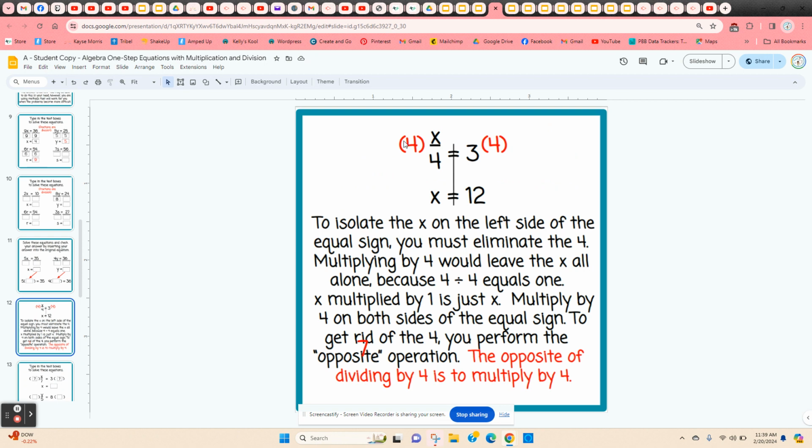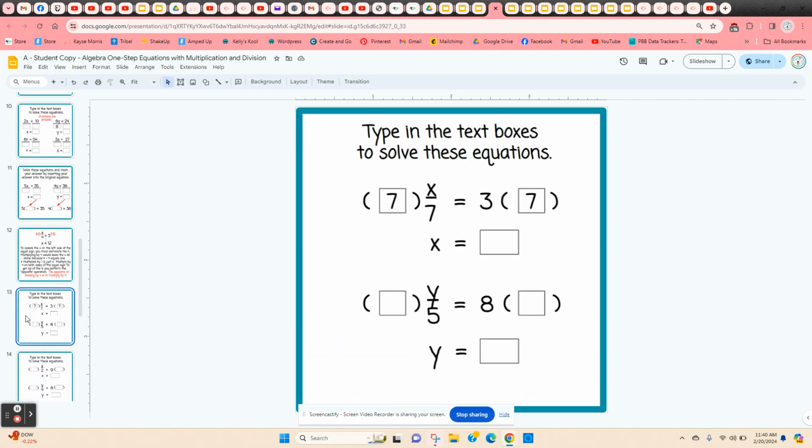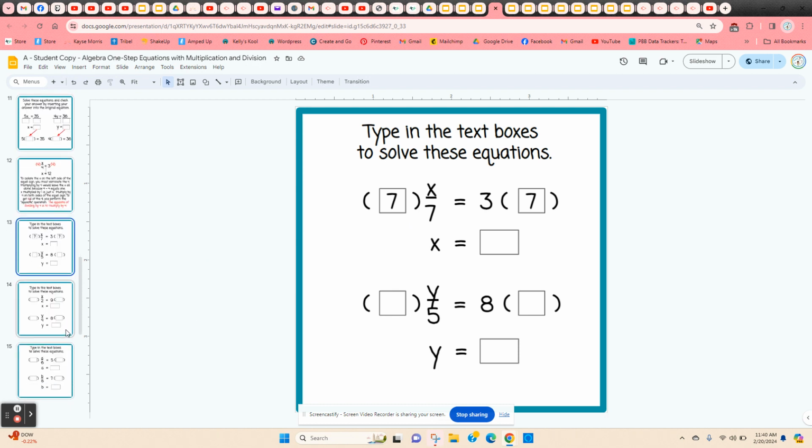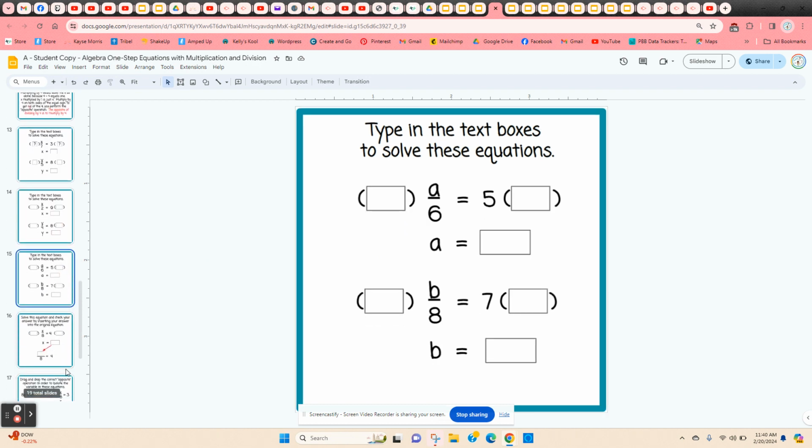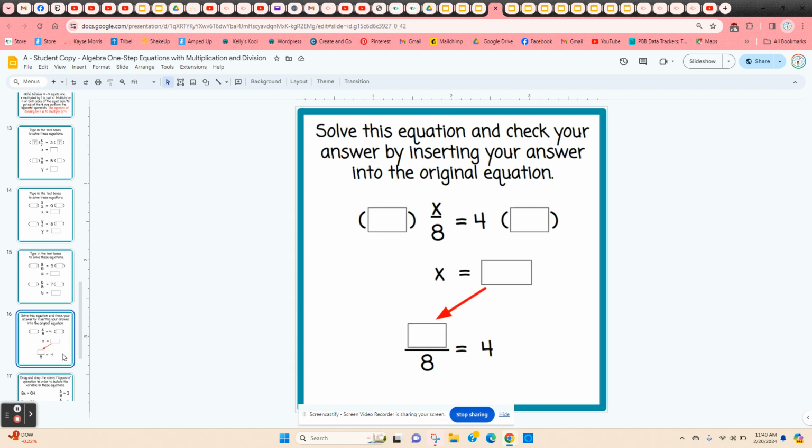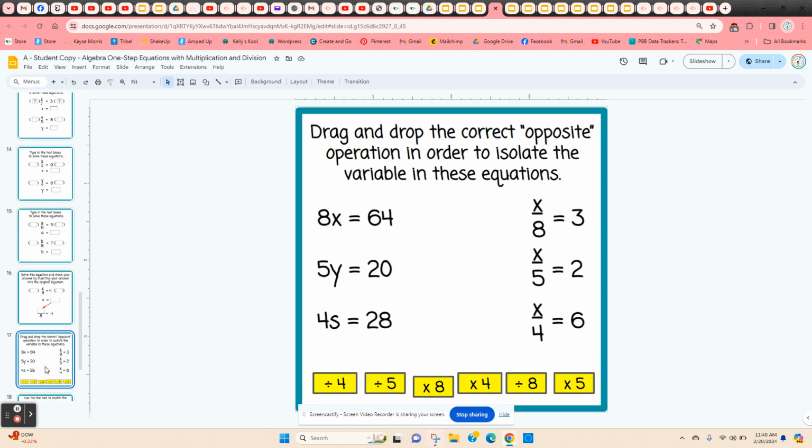And then we go to division problems. So again, we're doing the opposite operation. This time we're going to multiply both sides. And students are given an example and then a few that they have to solve. And then one to solve and check their answer.